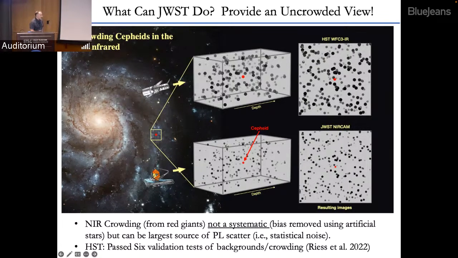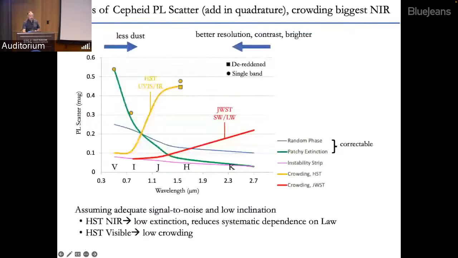Now, in the past with HST, we found that the data passed 6 null tests of crowding. So we didn't think this was a big issue, but as I said, it is the biggest source of noise in the measurements. So just to put a finer point on this, these are the different sources of scatter in the period luminosity relationship for Cepheid variables.